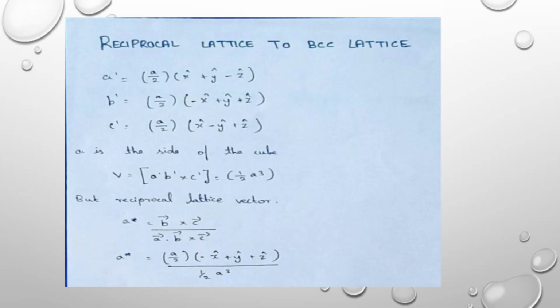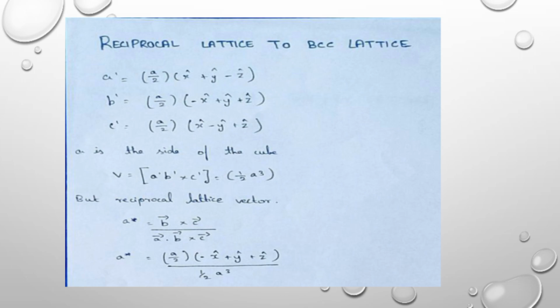Reciprocal lattice to BCC lattice: A dash is equal to A by 2 (x cap plus y cap minus z cap). B dash is equal to A by 2 (minus x cap plus y cap plus z cap). C dash is equal to A by 2 (x cap minus y cap plus z cap). A is the side of the cube. A dash dot B dash cross C dash is equal to 1 by 2 A cube.